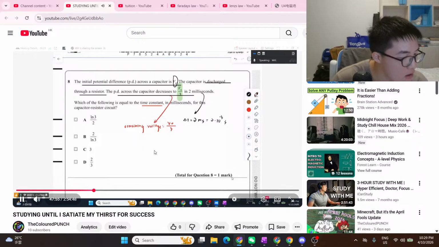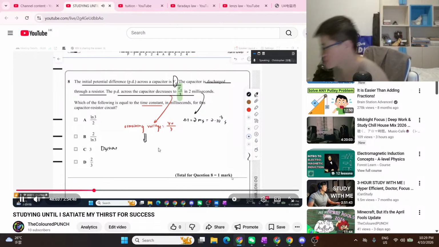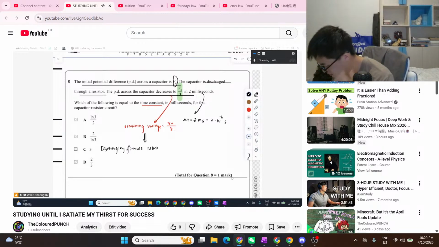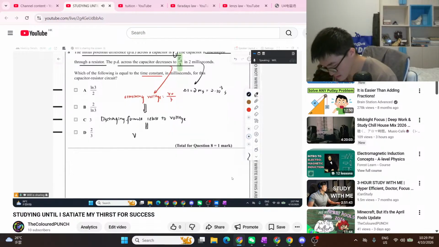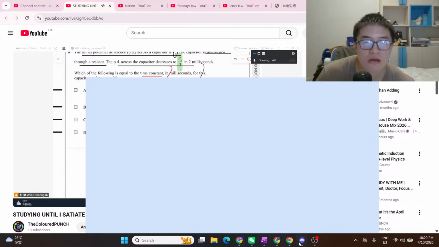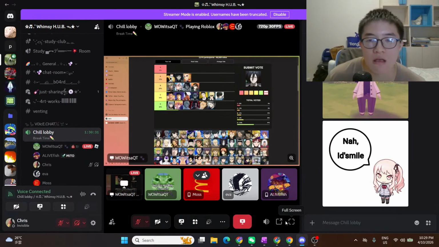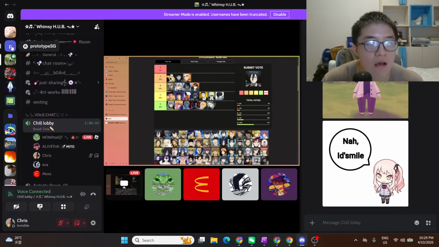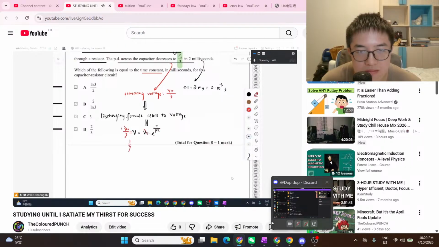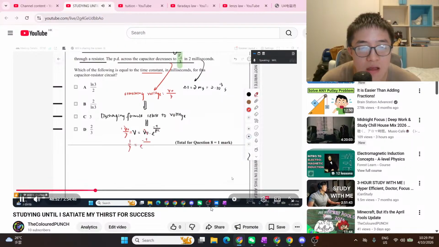Which formula can we use? Discharging, right? Okay, the discharging formula relates to voltage, right? Have you ever remembered this? The remaining voltage equals the initial voltage times e to the negative t over RC, right? The RC is a constant, right? Understand that? And here we know the remaining voltage is V zero over 3, right? So we can cancel this, and we get 1 over 3 equals e to the negative t over RC, right?